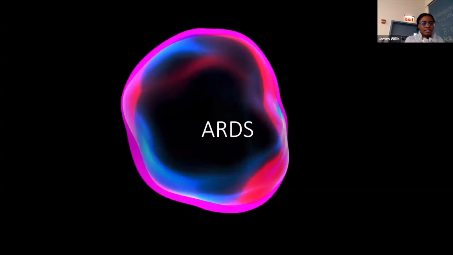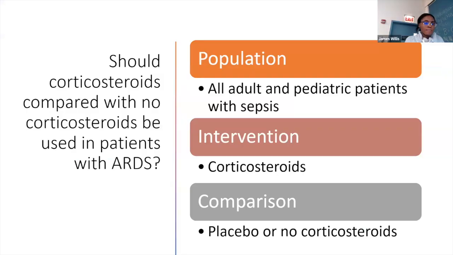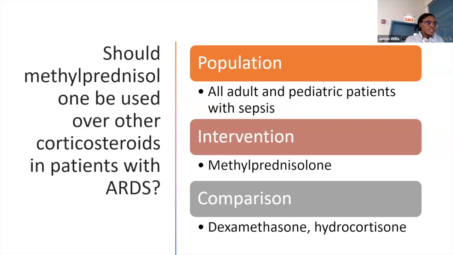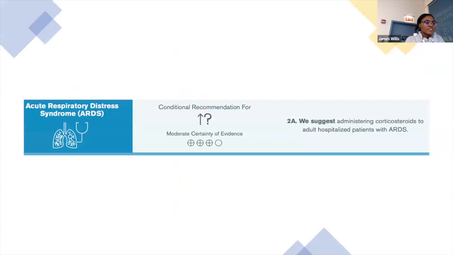Kind of continuing on, they looked at the same thing for ARDS. Again, corticosteroids versus no corticosteroids. And then comparing methylprednisolone to dexamethasone and hydrocortisone. And for this one, they do have a conditional recommendation of administering corticosteroids to adult hospitalized patients with ARDS. They used 18 randomized controlled trials and essentially saw that patients who received corticosteroids had higher rate of survival than those who received no or low dose.